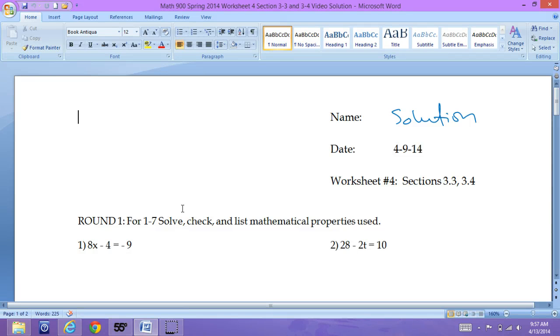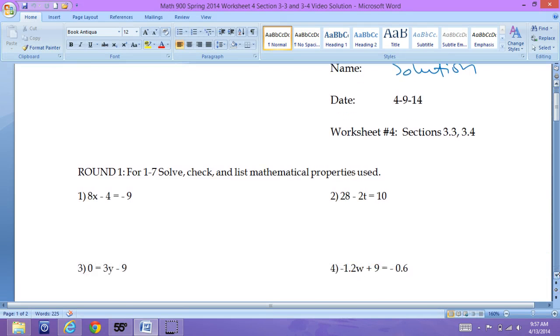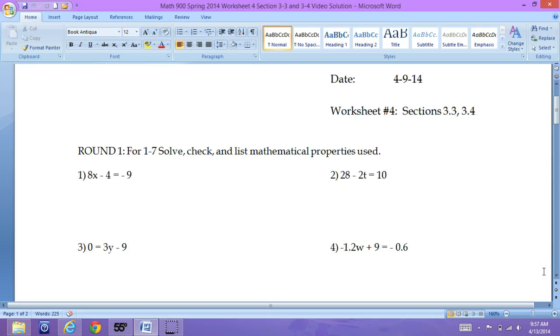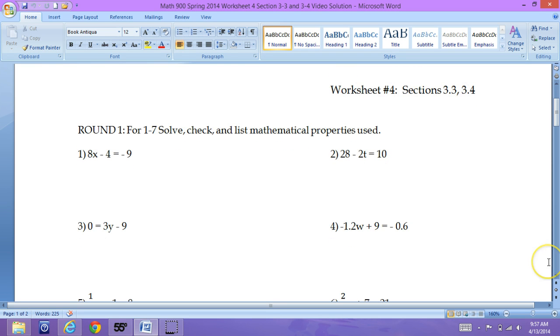Welcome to the video solution for worksheet number 4, which covers sections 3.3 and 3.4, which deal with equations. The instructions say for 1 through 7, solve, check, and list mathematical properties used. So there are 3 parts to this worksheet for at least the first 7 problems.